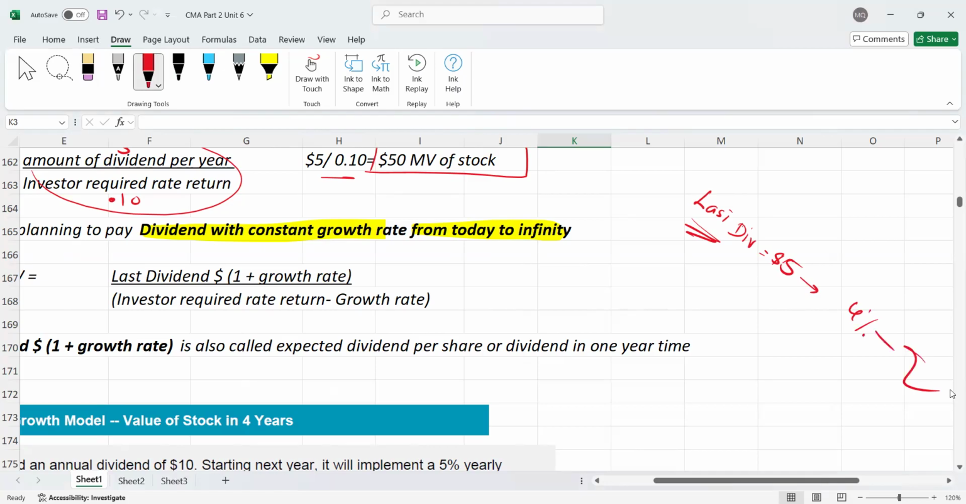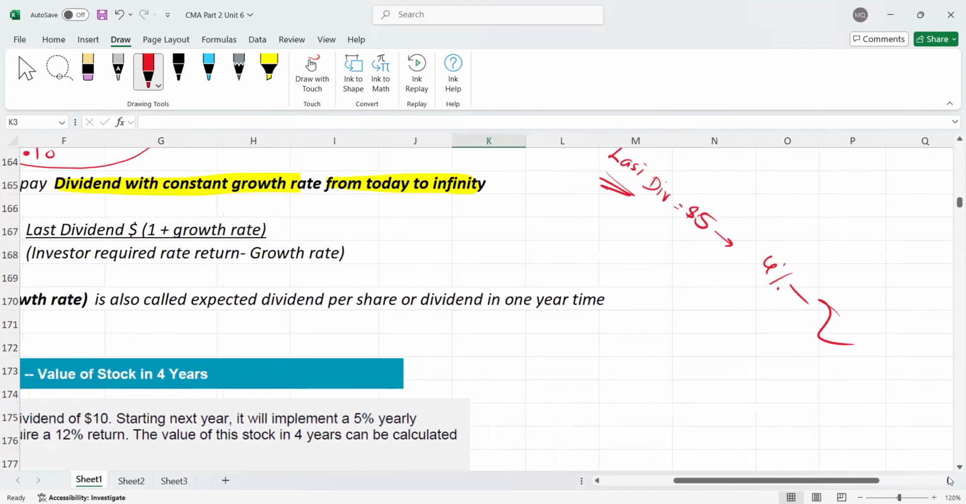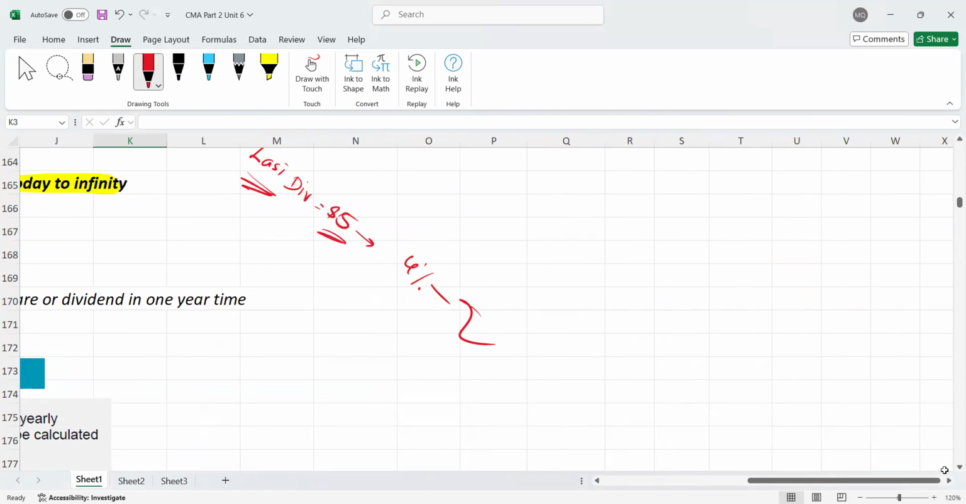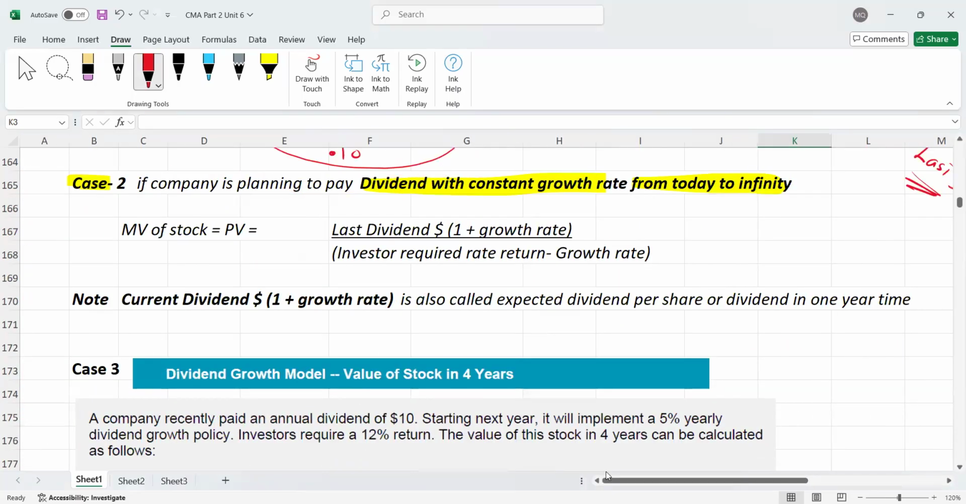So in this scenario, how will you calculate the market value of the stock? Again, guys, you will apply the formula. It is actually the present value formula. If the last dividend is $5 and it will grow at a constant rate of 4% per year, how would you calculate the market value of the stock? Then again, the market value of stock will be equal to the present value, and this is the formula of present value if your cash flows are growing in perpetuity.